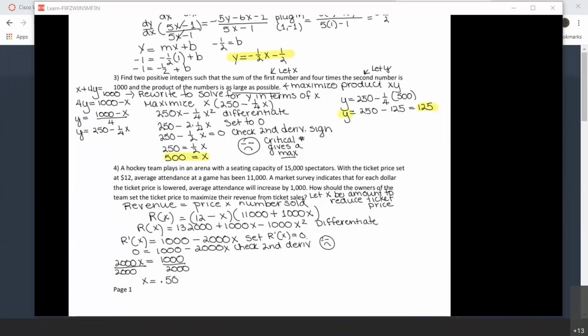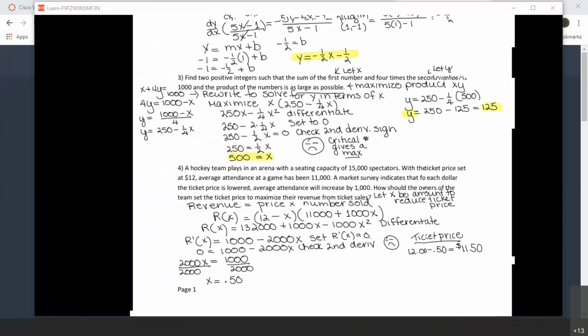So that means I should drop my ticket price. Ticket price is going to be $12 minus 50 cents, $11.50. They asked for that.